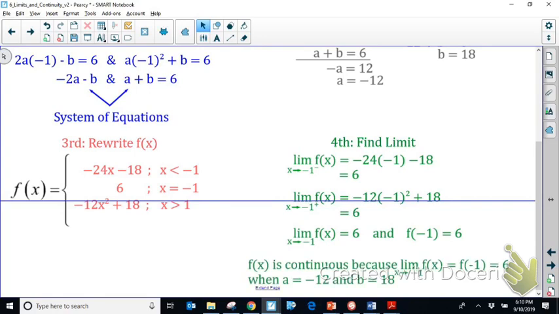So by the definition of continuity, the piecewise function will be continuous. But since the limit of f of x as x approaches -1 is equal to the function value when I substitute -1, and they both produce a 6, it's continuous there as long as a is equal to -12 and b is equal to 18.